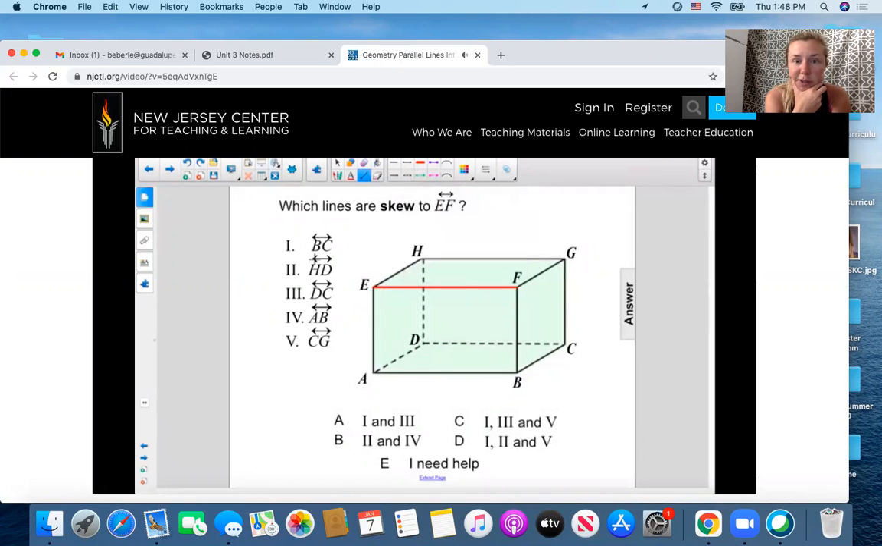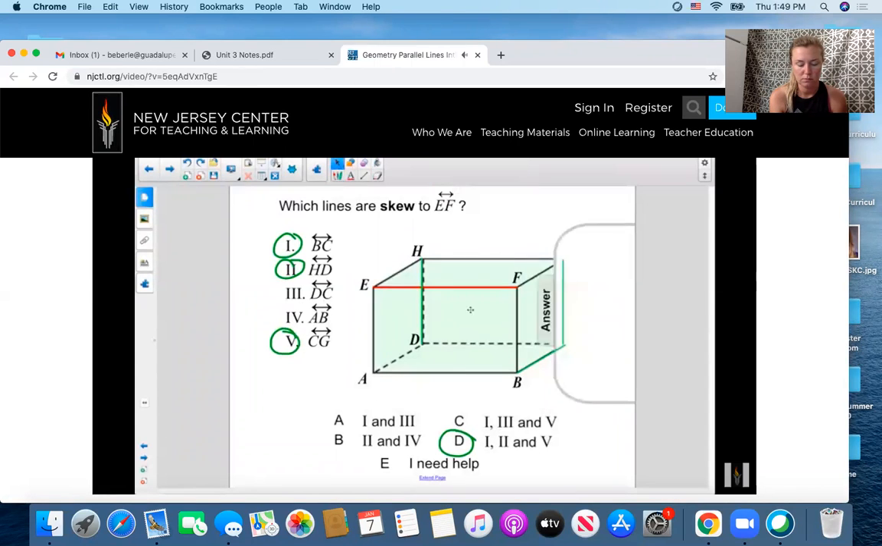Her lines are way straighter than mine. BC. BC is definitely skew. We have HD. That is skew as well. DC is not skew, it's parallel. So not DC. AB is also parallel, and CG, that is also skew. So we have HD, BC, and CG. 1, 2, and 5. That is answer D.